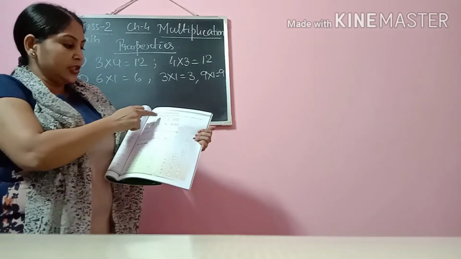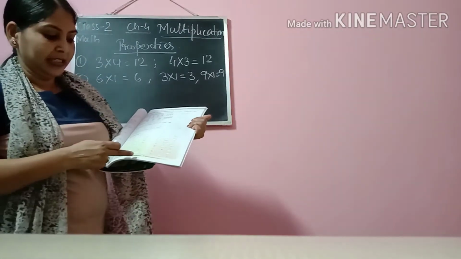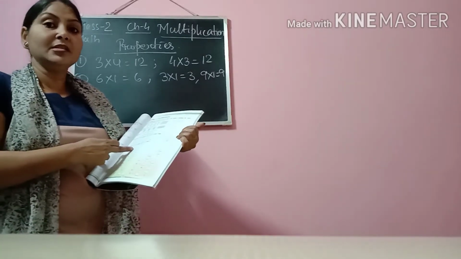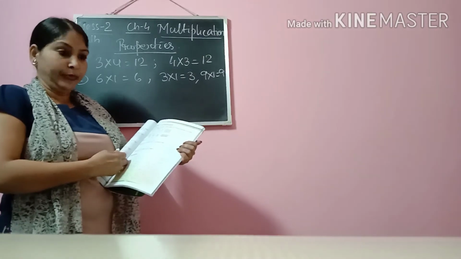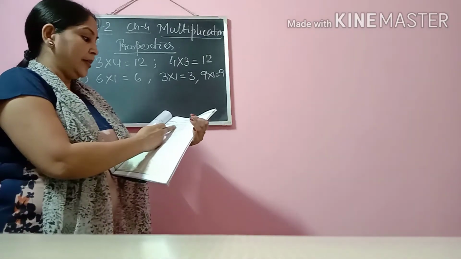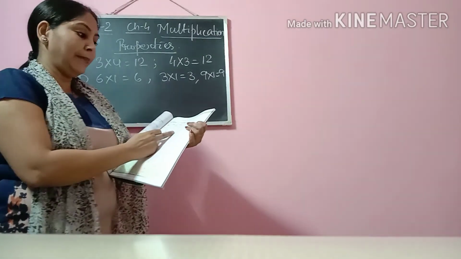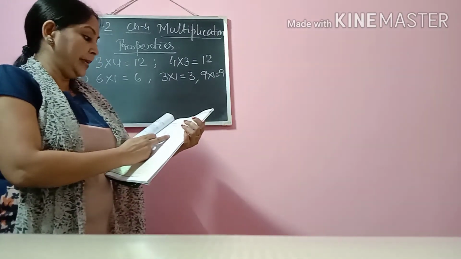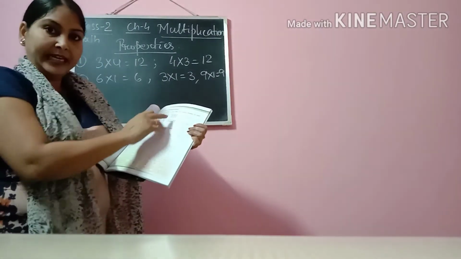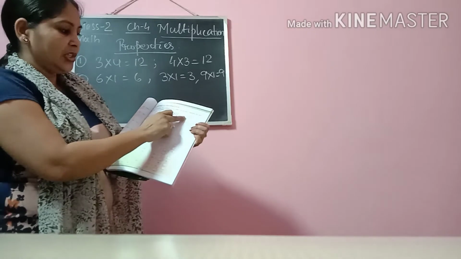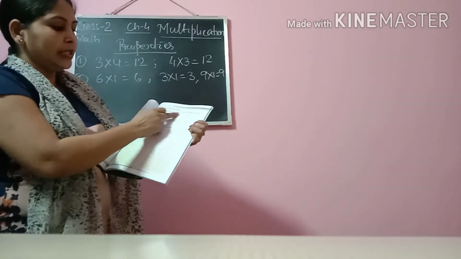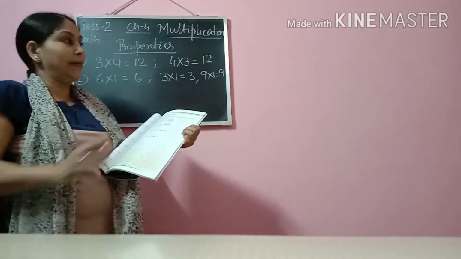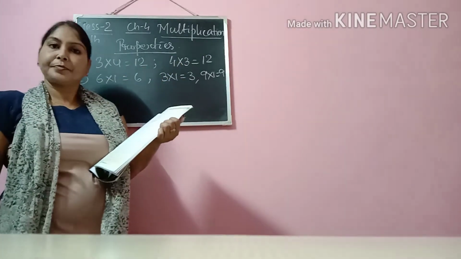Okay, see, it is all given on page number 75. You can write down these properties in your copy also. It will be good for you. Okay, the first property you can write: we can multiply two numbers in any order. The product remains the same, and you can give just one example, 3 into 4, 4 into 3. You don't have to draw all these things. You can just give an example as I have given on the board.